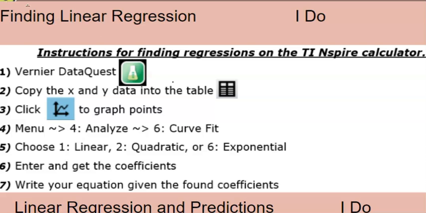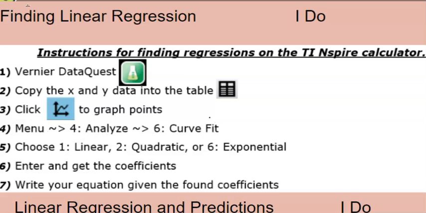Finding linear regression. Here's how you find the linear regression on the TI-Nspire. You go to Vernier DataQuest, click the green beaker on the home screen. Copy the X and Y data onto the table. Click the graph button to graph the points. You must do that before you press menu or it's going to be grayed out. Press menu for analyze, 6 curve fit.